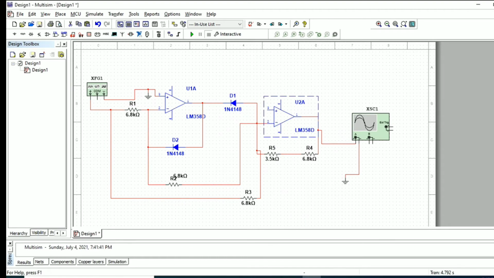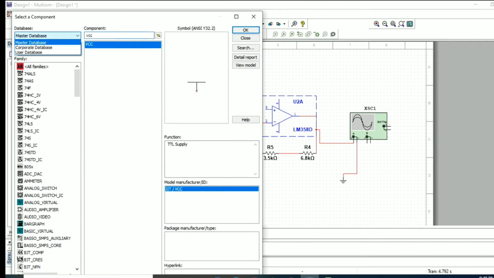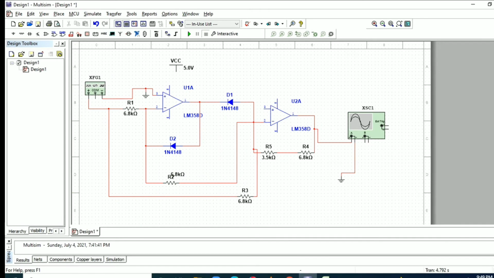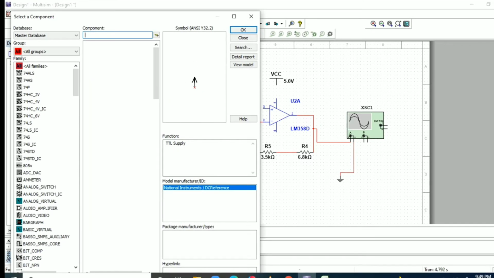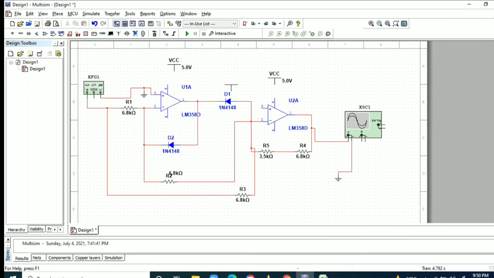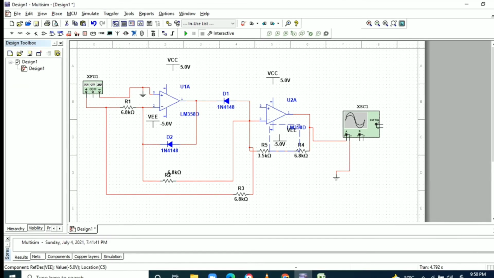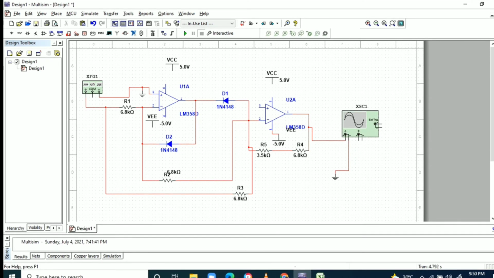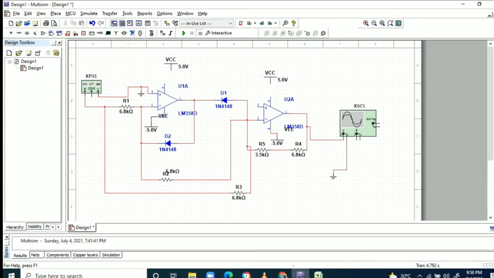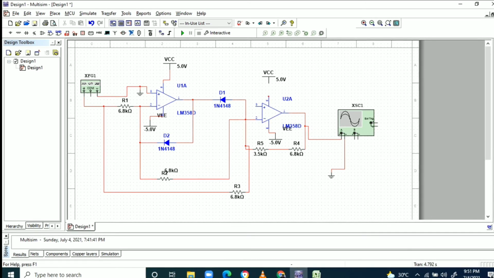Now we will need to connect the biasing voltage for all the op-amps. So here we will select the biasing voltage VCC. We will place two VCC here, one VCC and another. And in the same manner, we have the negative biasing voltage VEE, so that will also be placed here. Right. Now connect both the biasing voltages to the LM358D. Now the connections are made.